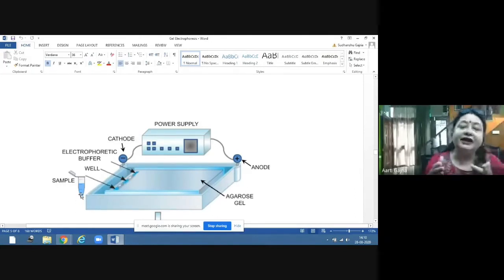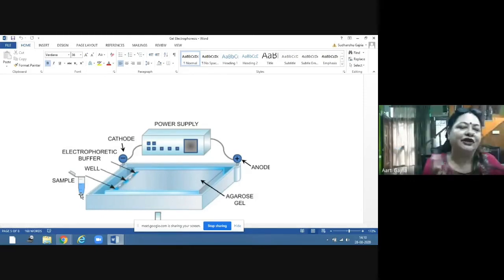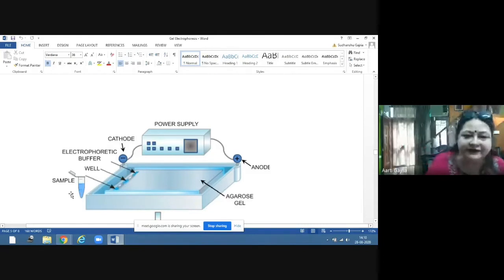In DNA fingerprinting, we used this same setup, putting in two or three samples, whatever we get from the crime scene, and then we compare. So here, this is the DNA sample. The DNA sample is loaded through these wells, and this is the agarose gel. This is the cathode side from where you put the DNA sample, and this is the anode.